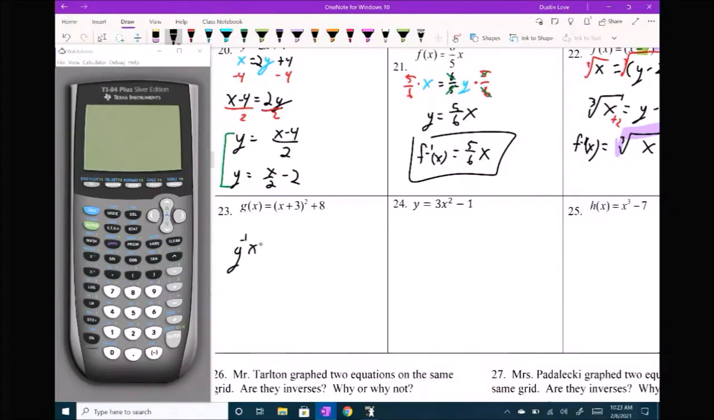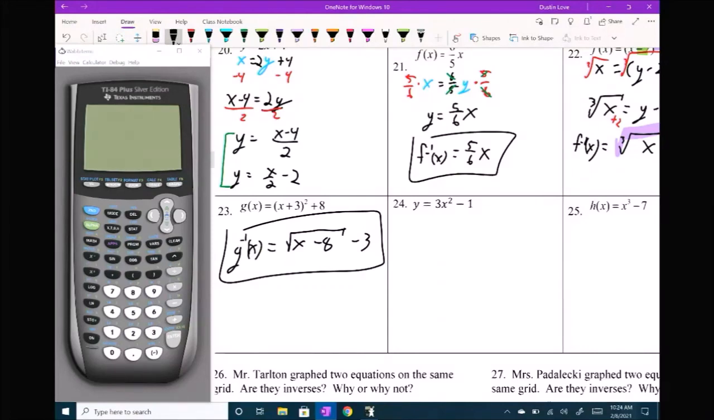G inverse of x is equal to, the inverse of a squared is square root. Now the inverse of a plus 2 outside is a minus 8 inside. And the inverse of a plus 3 inside is a minus 3 outside. So G inverse of x is square root of x minus 8 minus 3.